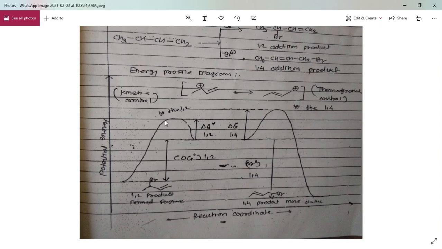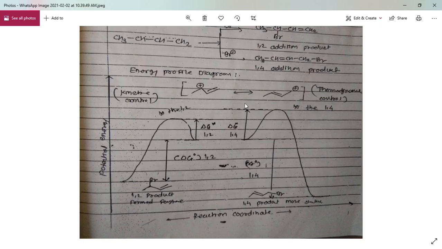So the 1,2 addition reaction takes place, and the reaction is fast because this delta G difference is less. So after the 1,2 addition the reaction occurs very fast. That's why you are getting the 1,2 addition product, and it forms very fast. It is kinetic control. This is called the kinetic control product. And suppose this is your intermediate, and the addition is 1,4 addition.